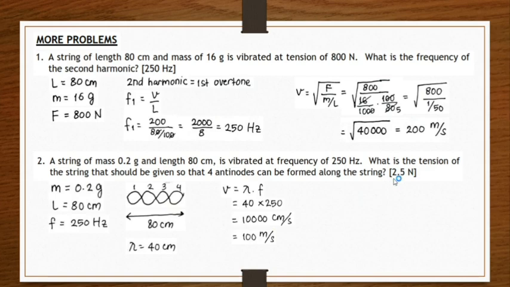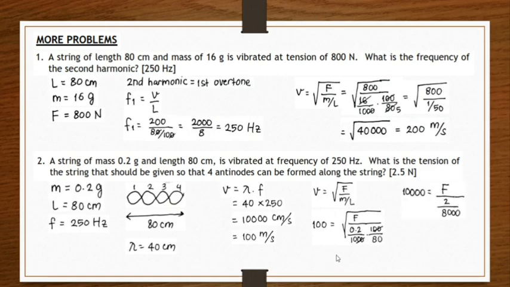So if we want to find the tension, we use this equation. V equals the square root of F over M over L or mu. The V is 100. The mass is 0.2 divided by 1000. And the length should be in meter. So we have F, which is equal to 20 over 8 or 2.5 newtons.